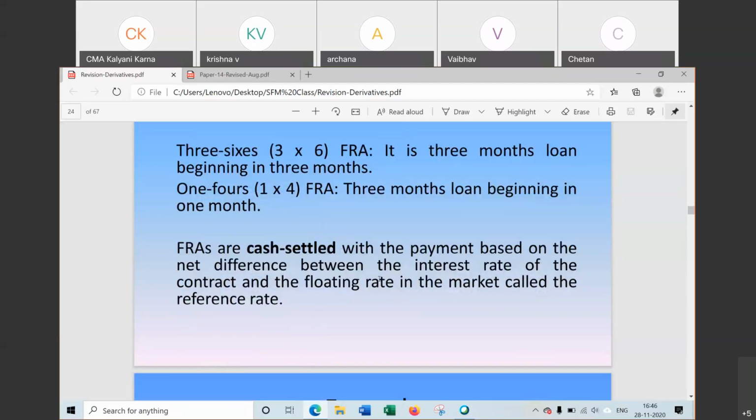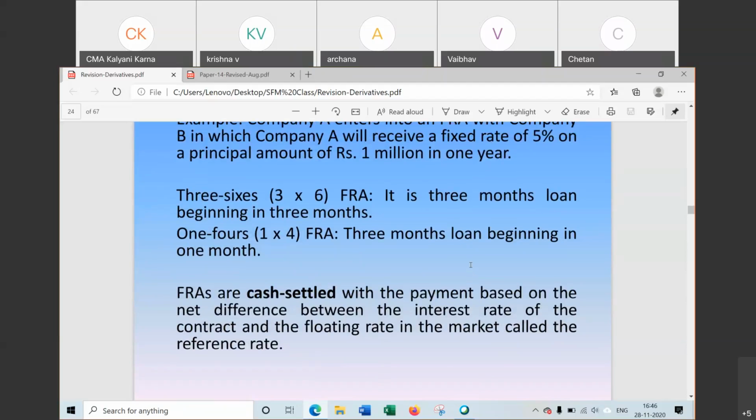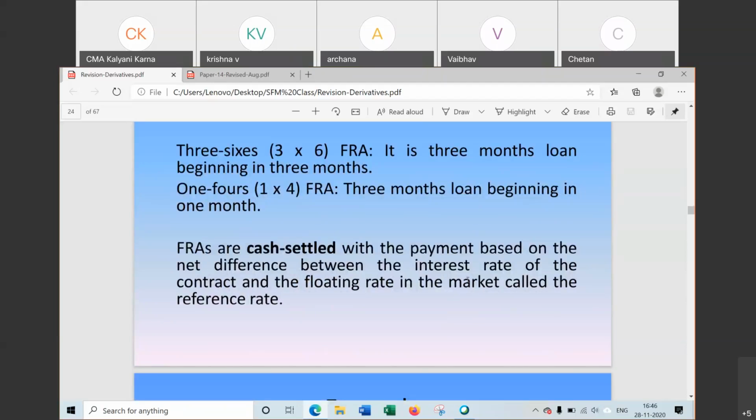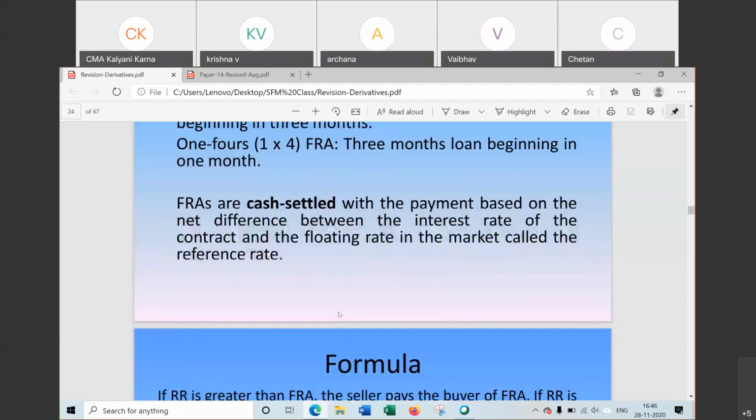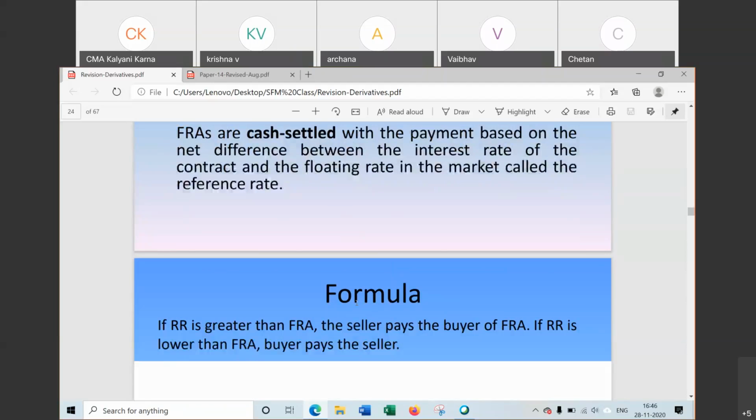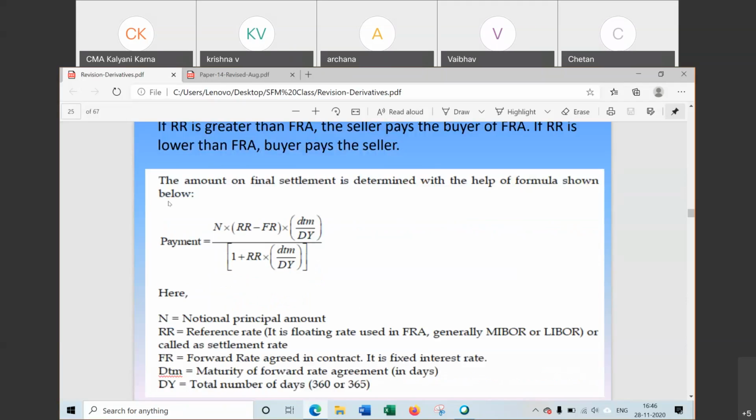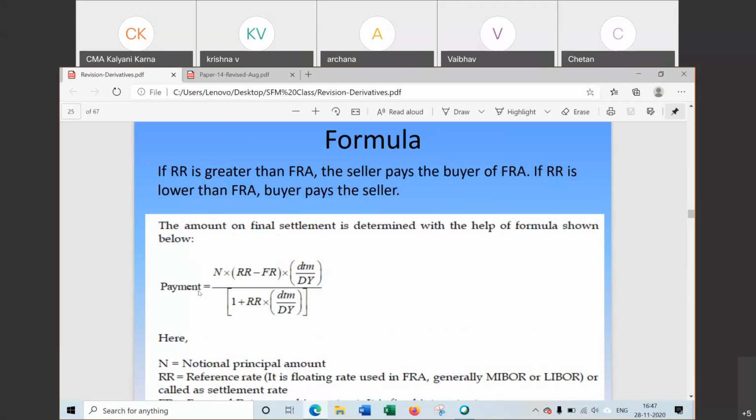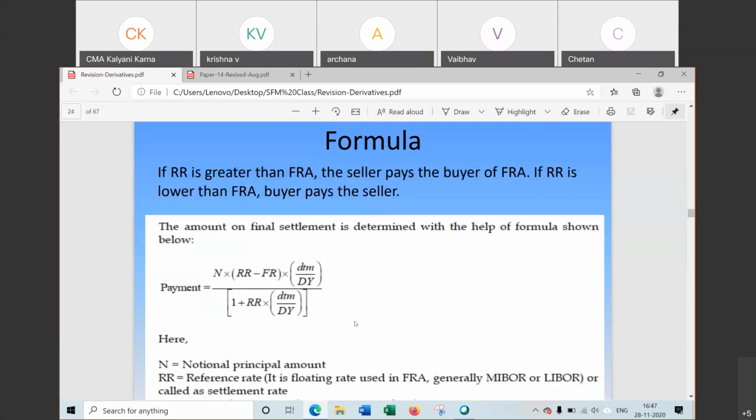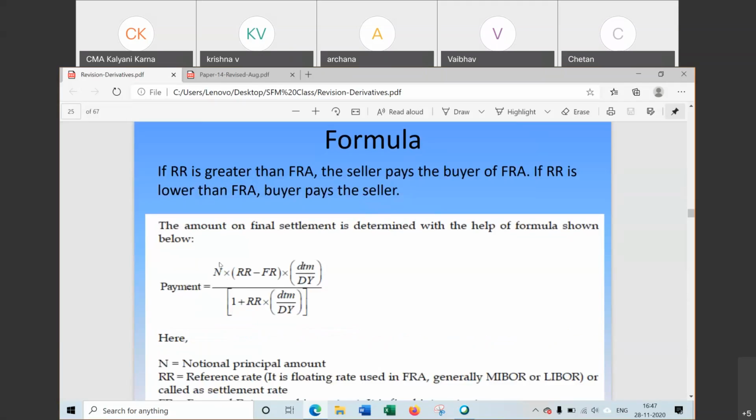FRA are cash settled. At the end, cash is settled, paid or received. Now two rates are involved in this case: the floating rate or reference rate, and the fixed rate. What is the payment amount of the final settlement? In FRA it is cash settled. The final settlement is N, the principal amount, multiplied by RR minus FR.